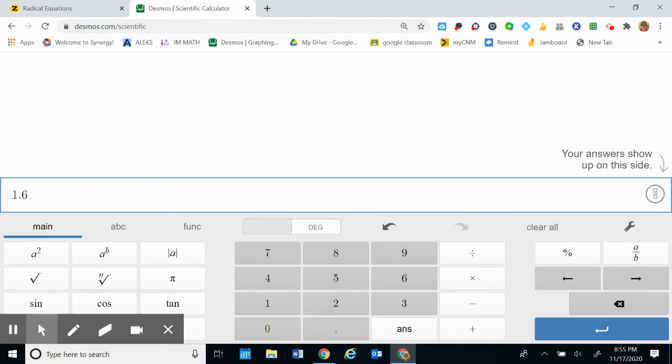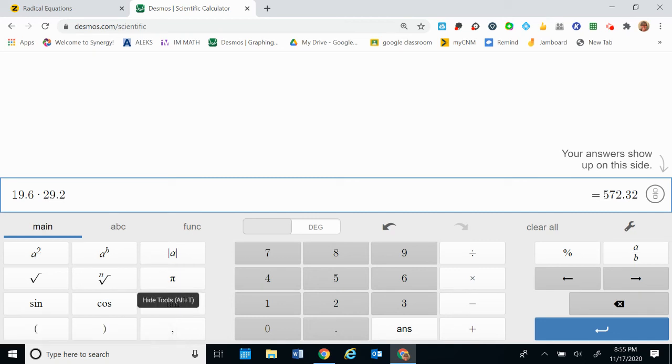19.6, whoa, wrong. Let's try again. 19.6 times 29.2. And actually, I'm going to put those in parentheses here. I don't know if I needed to do that. And then I'm going to put that to the 1/2, you guys, or the 0.5. That means take the square root. I guess I could have just done the square root of that too. And you get 23.92.